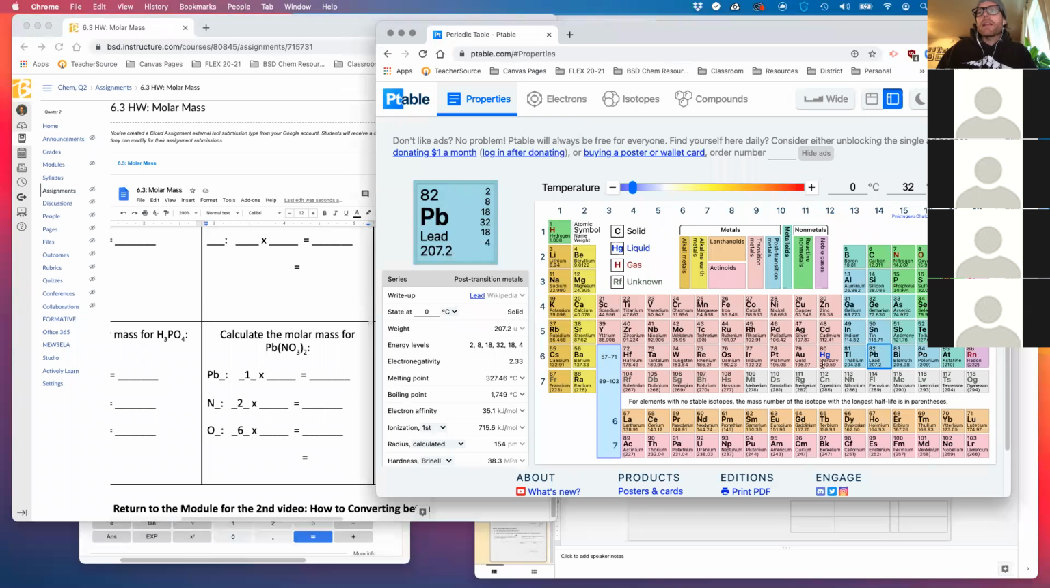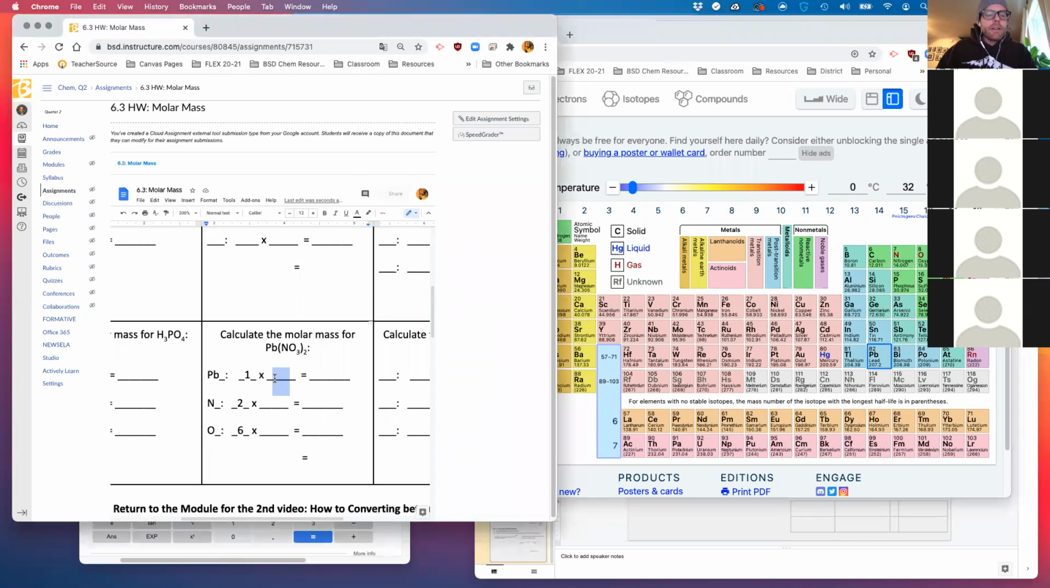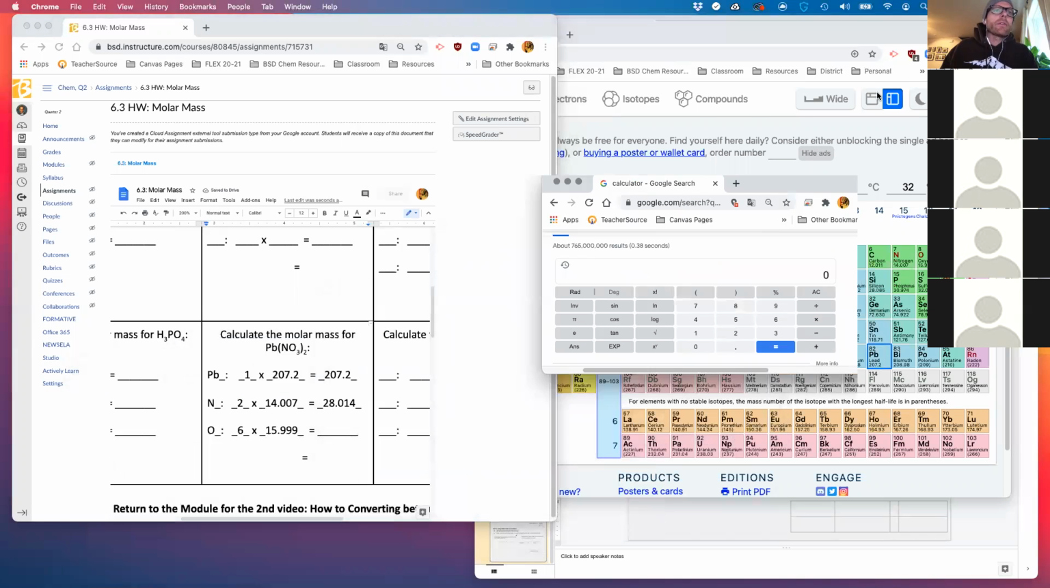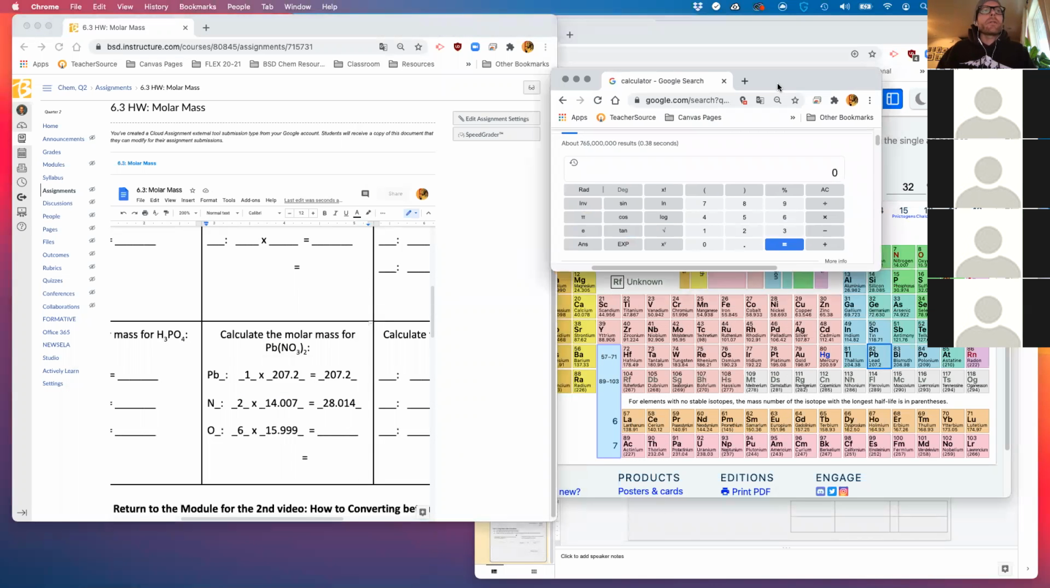So I first start with Pb, lead, it's 207.2. So right in here, I'm going to write 207.2. For nitrogen, it is 14.007, 14.007. And for oxygen, it is 15.999. Now I'm going to multiply them together. This is 207.2. This right here would be 28.014. And this one right here, I'm going to use a calculator for. I think it's just under, I don't know, 94 or something.